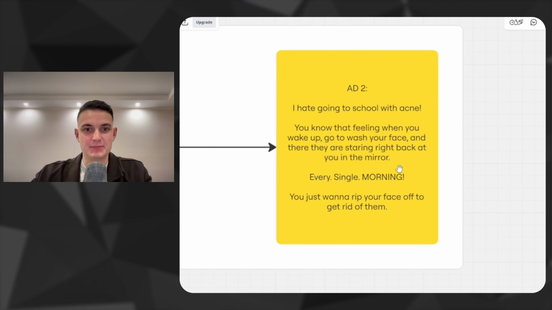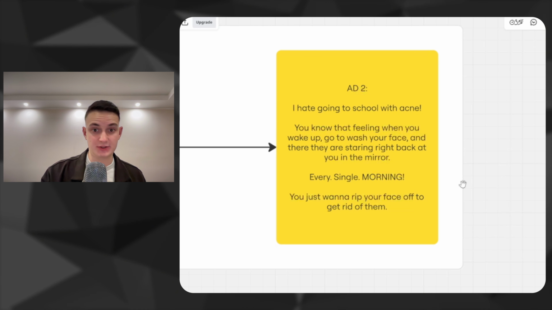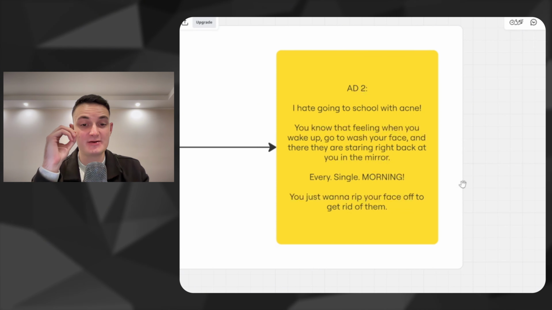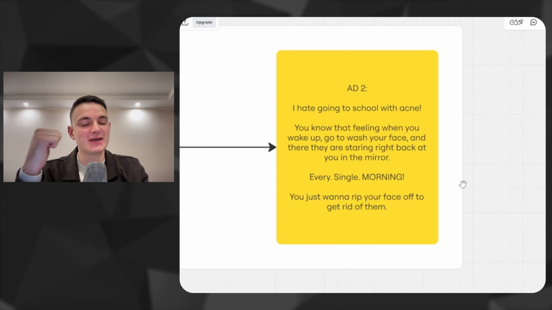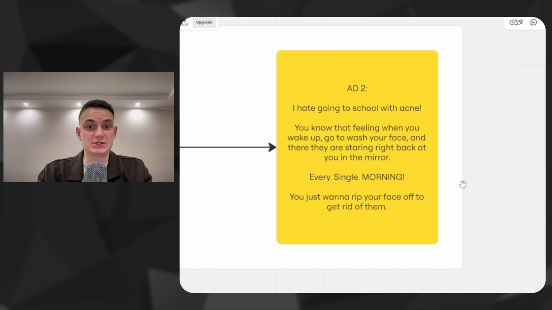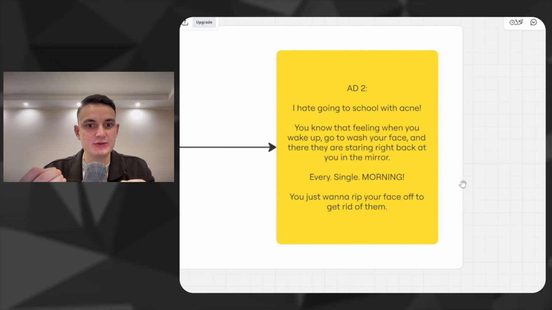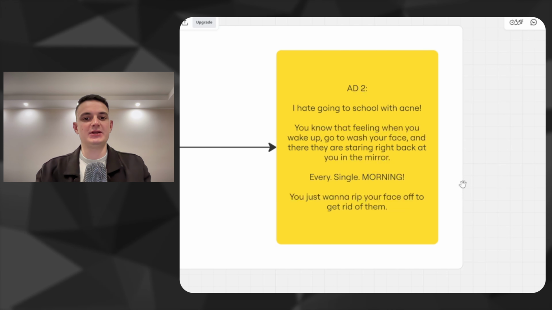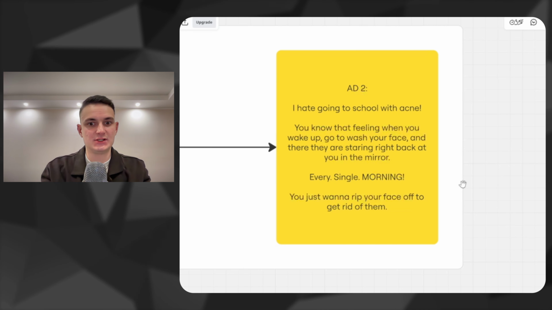Example number 2. I hate going to school with acne. You know that feeling when you wake up, go to wash your face, and they are staring right back at you in the mirror every single morning. You just want to rip your face off to get rid of them. You can actually feel the pain of this person. Even if you don't have this pain point, just imagine what the person with this exact thing happening to them feels.